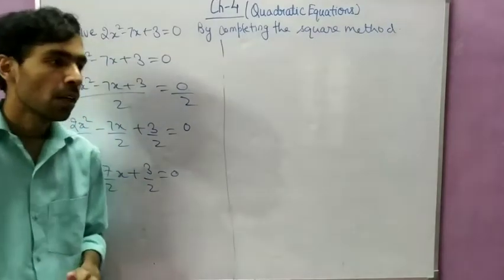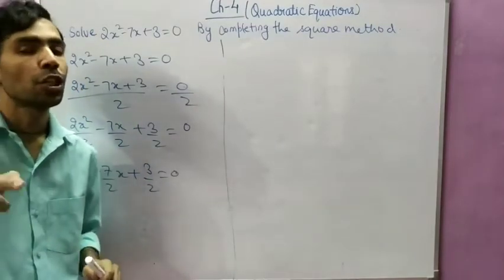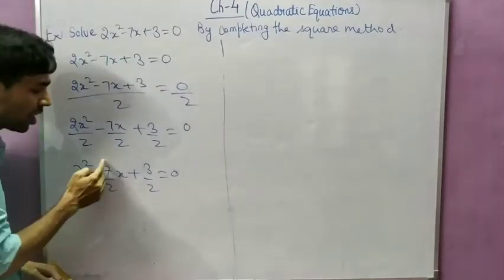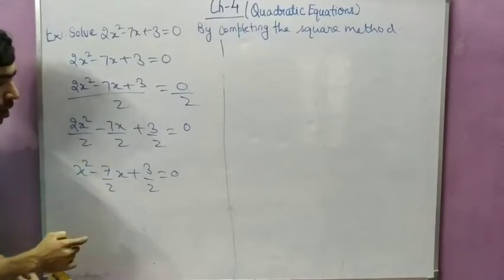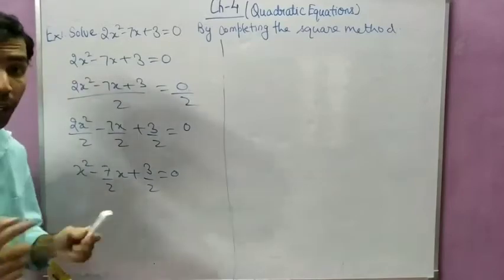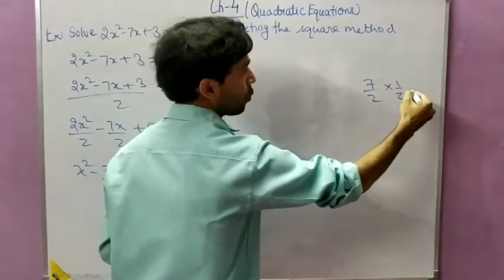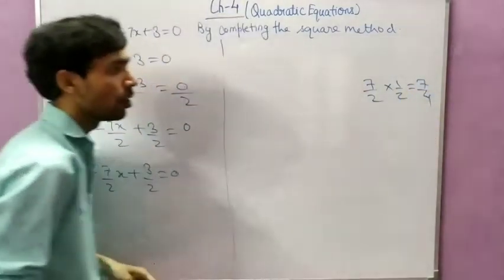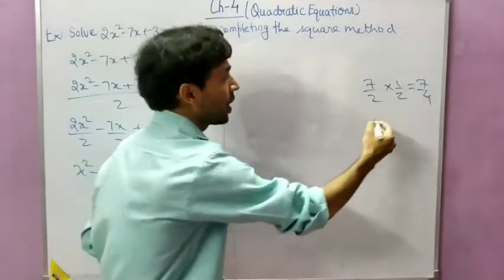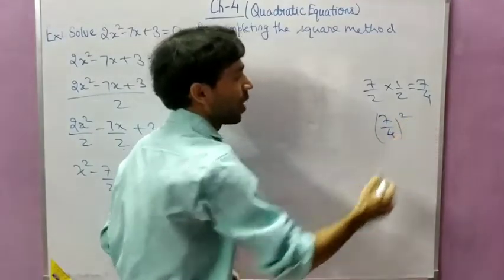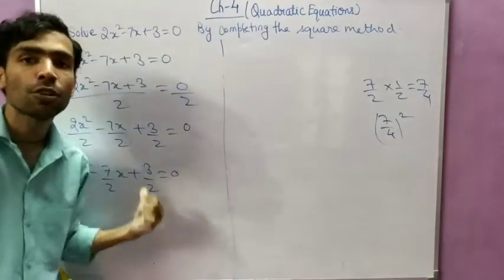Now after this, I told you that you have to see the coefficient of x. You just see the number, okay? Don't see the sign, just see the number. So the coefficient of x is 7 by 2. What I told you, whatever is the coefficient of x, that coefficient is multiplied by 1 by 2. So what you will get? 7 by 4. Whatever number you got after multiplication, that is 7 by 4, you have to take the square of that number. So 7 by 4 square. And that 7 by 4 square you have to add in LHS also and RHS also.